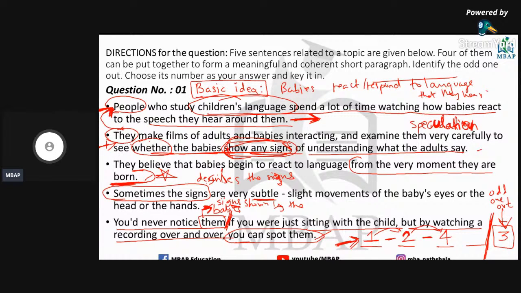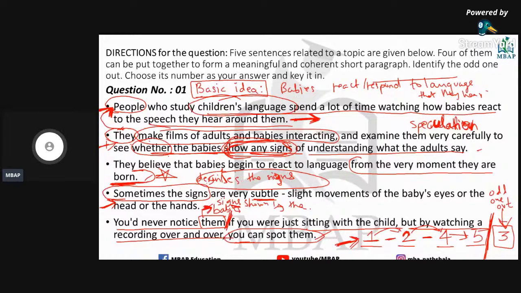In the second sentence, it talks about these people, how they examine the signs shown by the babies, and how do they do that? By making films of adults and babies interaction. Correct. And then, in this case the speculation that was made by the author in the second sentence has been described here.